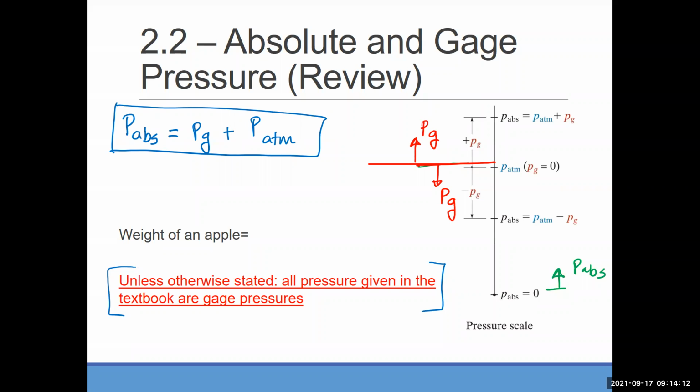Okay. Now, again, remind me, what are the units for pressure?